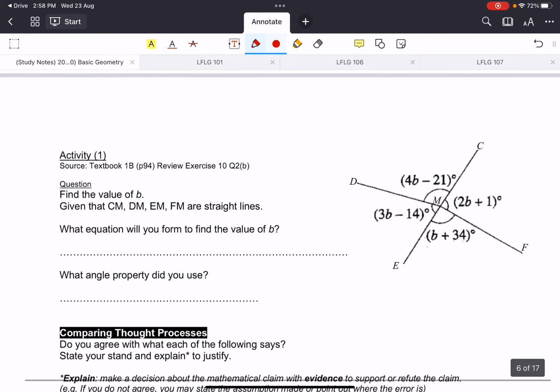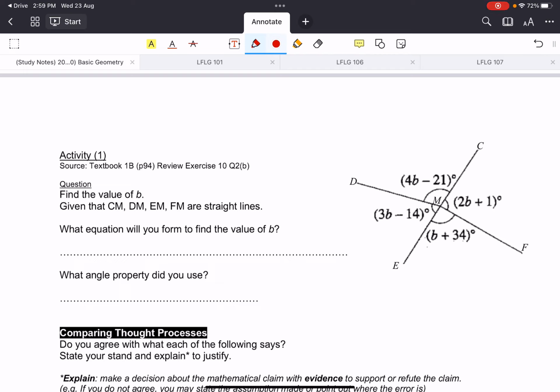Okay, so based on what we have learned, here's the first activity that you can try out. So if you would like to pause the video and try it out first, you can, right? Then after that, you can continue the video to follow along and see if you're on the right track. Okay, so this is the activity.